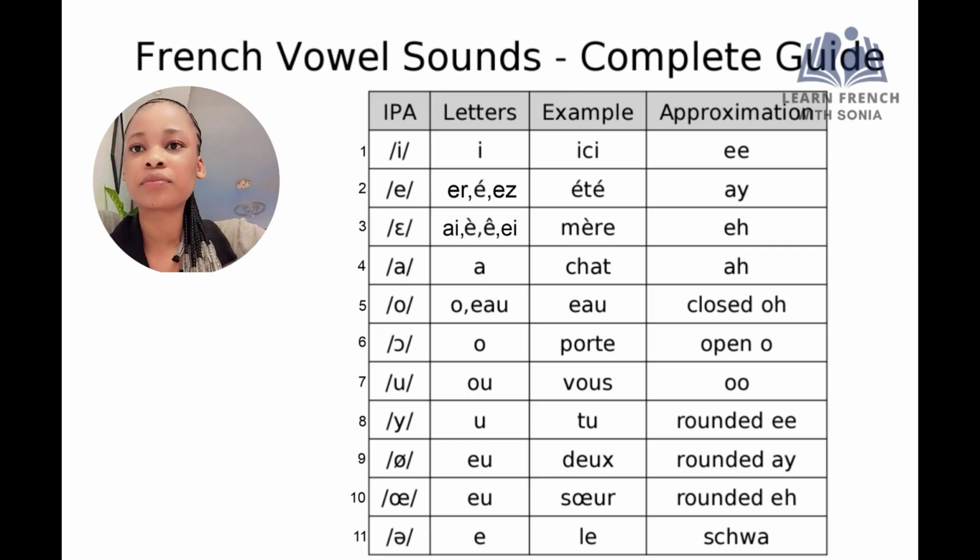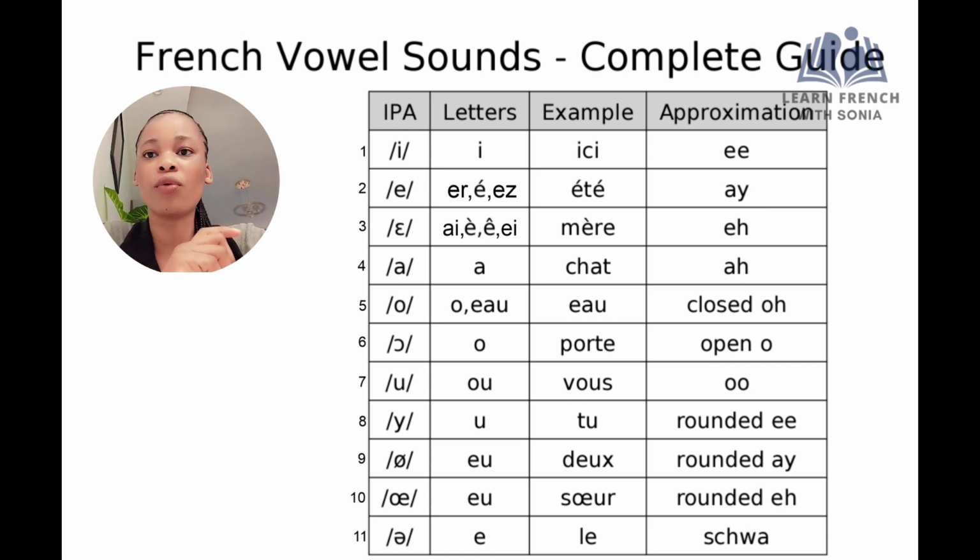Number five, we have O. Our letter says O. The EAU is O. I forgot to add AU as well. AU is also pronounced O. Then our example says eau, which means water. And then the approximation says closed O.